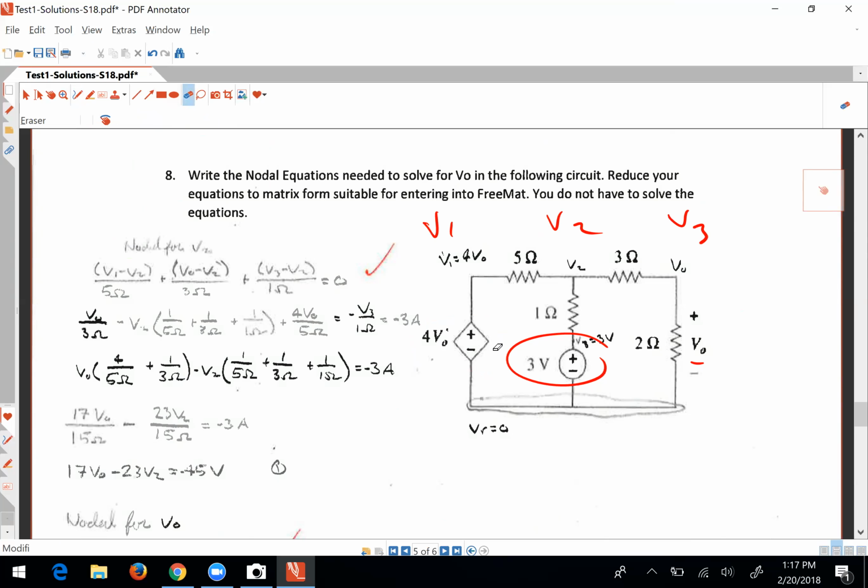You do a supernode if you have a voltage source strung up, say between here and here. Suppose that was a voltage source. The point is neither side of that voltage source is connected to the reference node. Therefore, it's a floating voltage source. Therefore, you use a supernode for those kinds of problems. You don't use supernodes for voltage sources that are attached to ground.